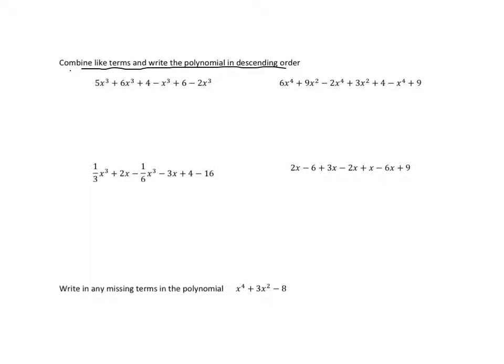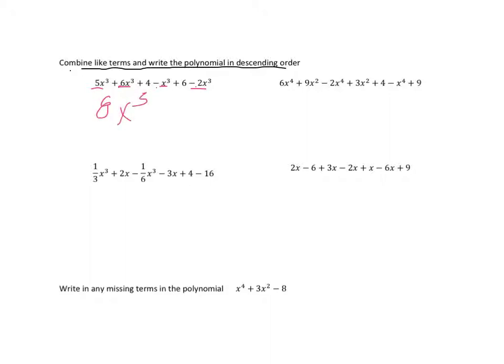So do it in one step. So it looks like we have 5x cubed, a 6x cubed, a negative x cubed, and a negative 2x cubed. When we're adding these, it's like combining like terms with anything else. So we add the coefficients. So 5 and 6 is 11, minus 1 is 10, minus 2 is 8. So we have 8x cubed. And we took care of those.